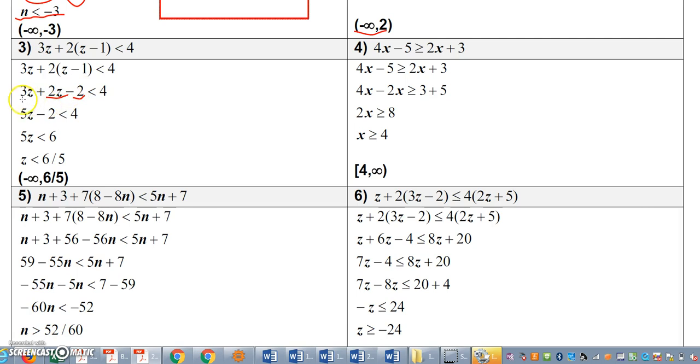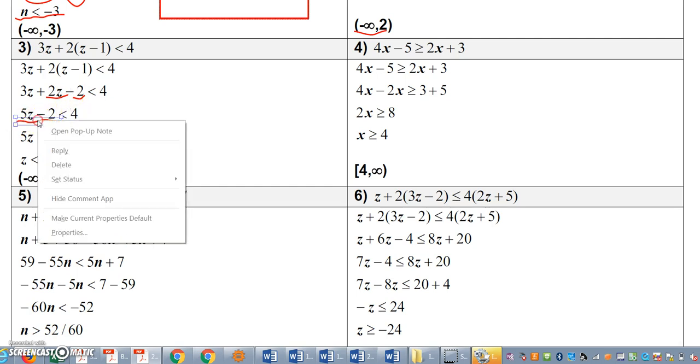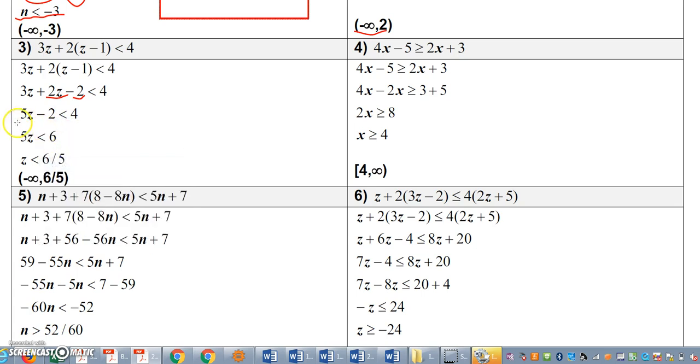Now, I want to combine the like terms on the left of the inequality. So I have 3z plus 2z, which is 5z, and then the minus 2 just comes on down. So now I have 5z minus 2 is less than 4. Okay, so now I want to get the 5z isolated by itself.